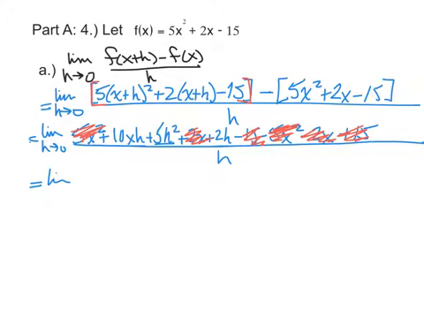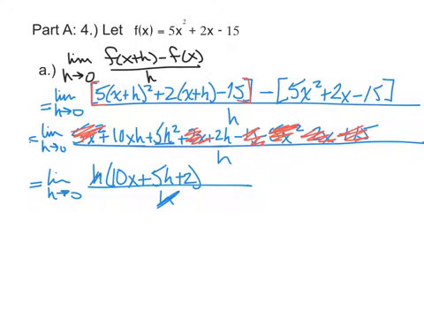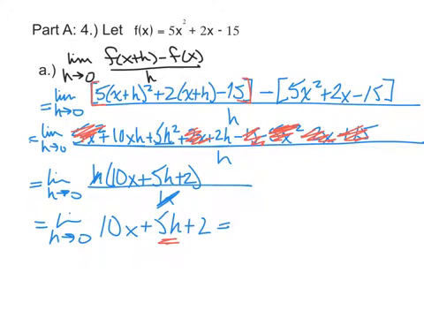So on my next line of work, still haven't taken the limit yet, so I'm going to keep that limit around. But I'm going to factor an h out of every term that's left in the numerator. That leaves me with 10x plus 5h plus 2. All of that is divided by h. The two h's cancel. And now we have the limit as h approaches 0 of 10x plus 5h plus 2. And we'll see that when we let h go to 0, it's only this one term that turns into 0. Everything else just stays as it is. So this limit is going to be 10x plus 2.